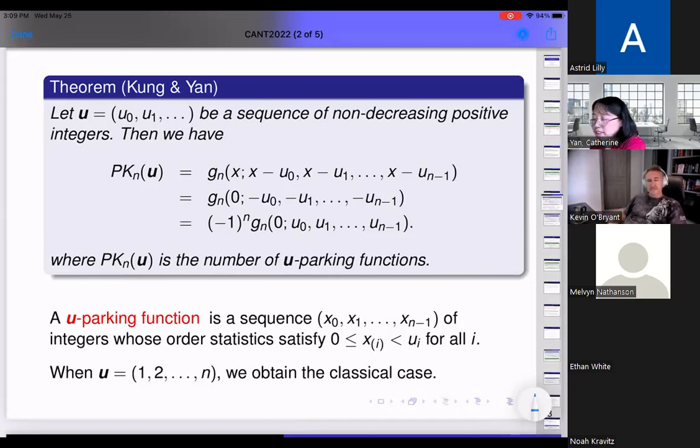Well, we know what a parking function is. What's a u-parking function? Just one step further. A u-parking function is a sequence of n integers where, when you rearrange them from small to large, the ith order statistic lies between 0 and strictly less than u_i. As we mentioned from the beginning, if u is 1, 2, 3, up to n, that's the classical parking function. If you take some arbitrary weakly increasing vector, then you get a vector form of the parking function.